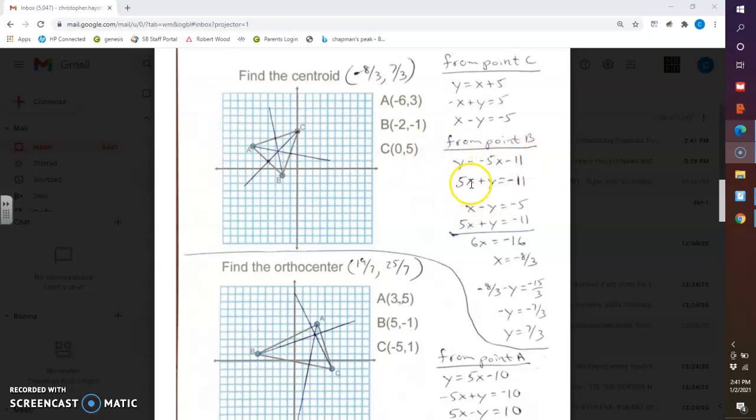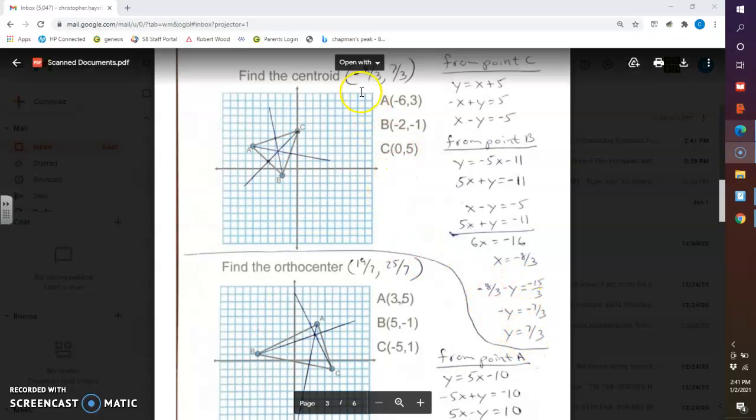We add 5x to both sides. 5x plus y equals negative 11. And now I solve my system. 6x equals negative 16, and my x is negative 8 over 3. When I plug negative 8 over 3 minus y equals negative 5, I change that negative 5 to a negative 15 over 3. I add 8/3 to both sides, and my y equals 7/3. So there's my centroid, negative 8/3, 7/3.